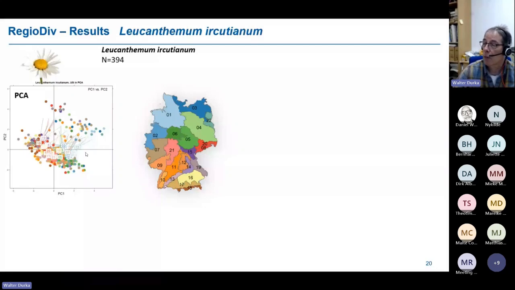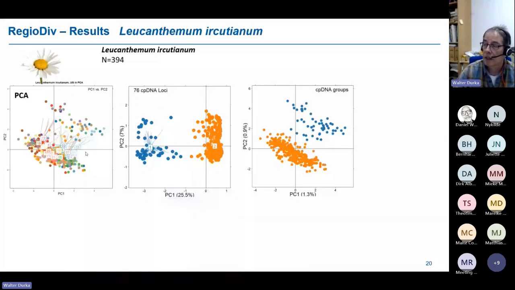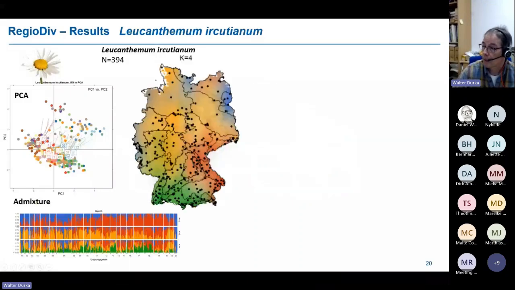If we again look into the chloroplast, we can understand this pattern. We see that there are 2 chloroplast groups in that species, and that this second group in the upper part of the PCA graph is exactly produced by one of those 2 chloroplast groups. So we know Leucanthemum irkutzianum is an allopolyploid, a tetraploid, and obviously there are 2 different phylogenetic origins of those 2 groups which make the species and which complicates the overall genetic pattern across Germany.